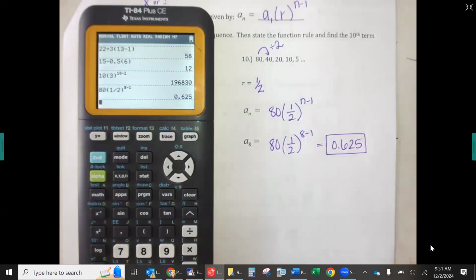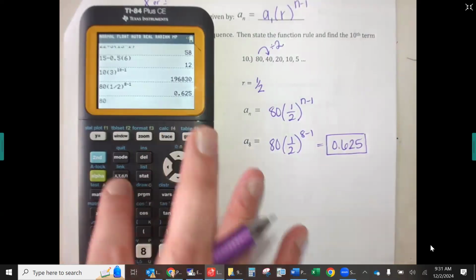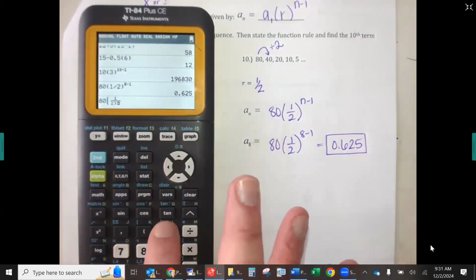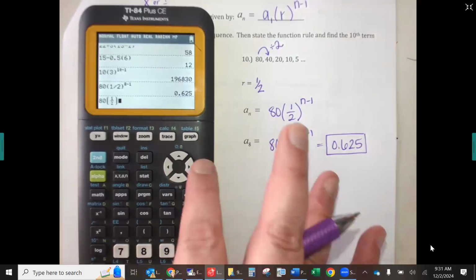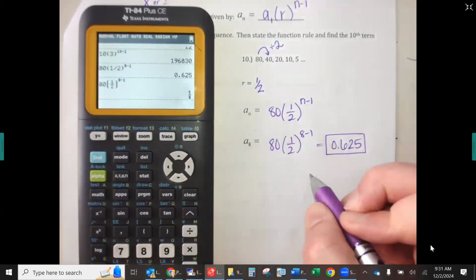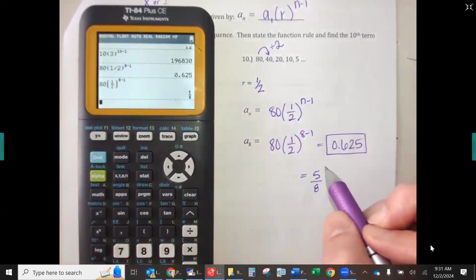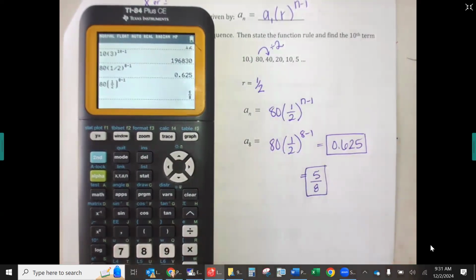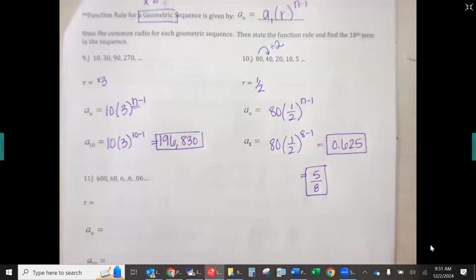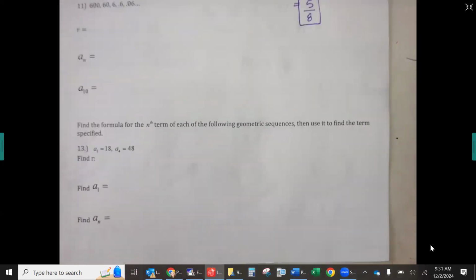And actually, if you type this in where you let the base be a pretty fraction, so like 1/2, I think it'll give you the answer as a pretty fraction. Yeah, so that's the same as 5/8. Okay, but either one of those are correct. Just know if you do a pretty fraction, it'll give you one back. If you do a decimal, it'll give you a decimal back. Okay, let's skip ahead just to number 13. Hopefully we kind of get the idea.